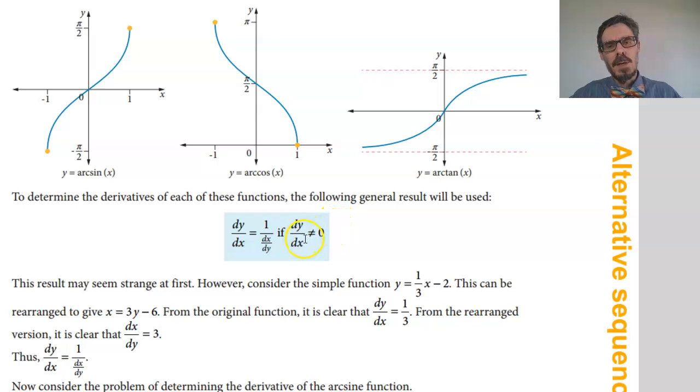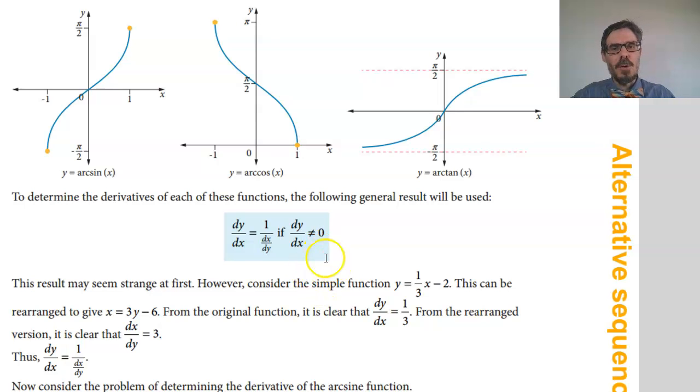What we're going to do is use a trick. It's a mathematical trick. dy/dx is 1 over dx/dy, provided it's not 0. Why is that important? Because otherwise we're dividing by 0 and it doesn't make sense.